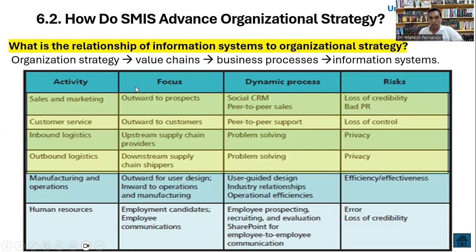As you have remembered, the value chain can be identified as having primary activities and supportive activities. We discussed primary activities such as sales and marketing, customer services, inbound logistics, outbound logistics, manufacturing and operations, and human resource. In the last discussion, we went through sales and marketing, customer services, and inbound and outbound logistics, and how they link with social media information systems. In today's discussion, we're going to discuss manufacturing and operations and human resource and how they link to social media information systems.